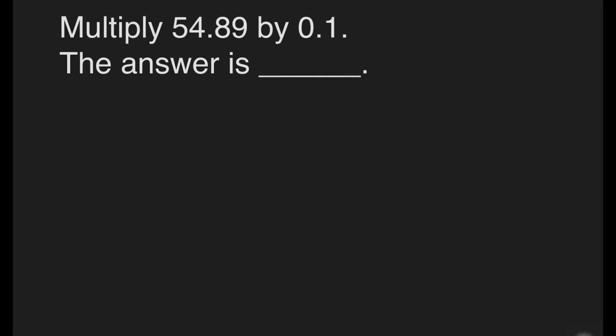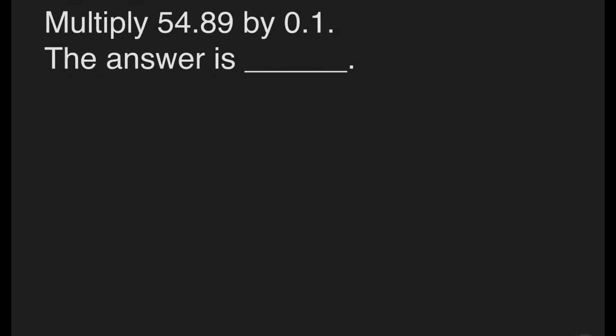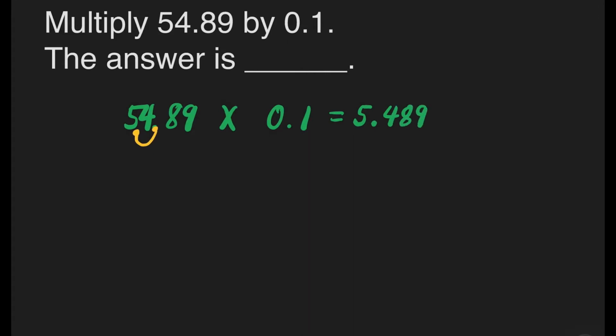When we multiply a decimal by 1/10th, we move the decimal point one place to the left to find the product. Let's copy first the given: 54 and 89 hundredths times 1/10th. All we need to do is move one place to the left, from here going to the left. So our decimal point will be there. Our answer for this problem will be 5.489, so our answer will be 5 and 489 thousandths.